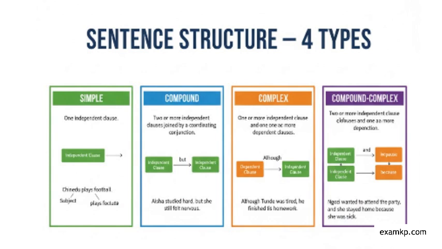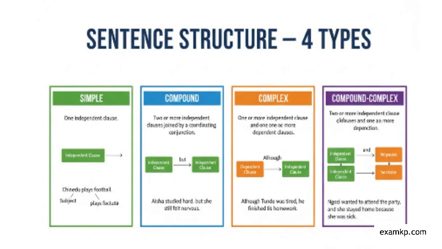And finally, the big one, the compound-complex sentence. Honestly, don't let the name scare you. It's just a mashup of the last 2. You've got at least 2 independent clauses, like Gozi wanted to attend the party, and she stayed home. Plus, you've got at least 1 dependent clause, like because she was sick. It's both compound and complex at the same time.